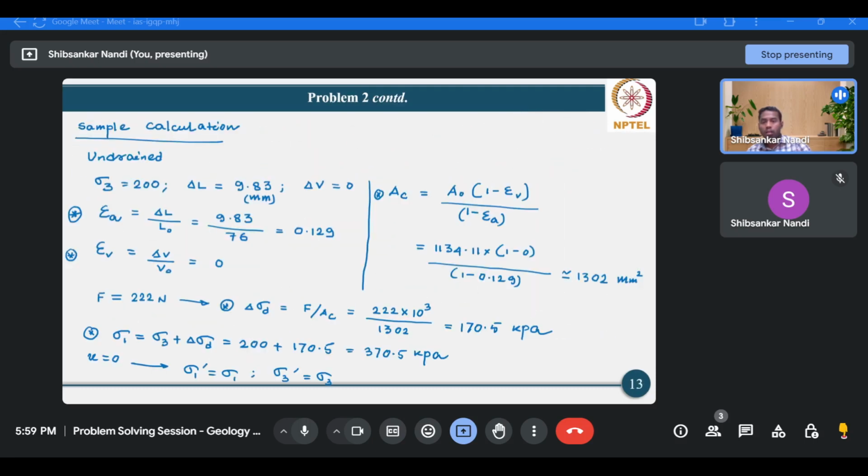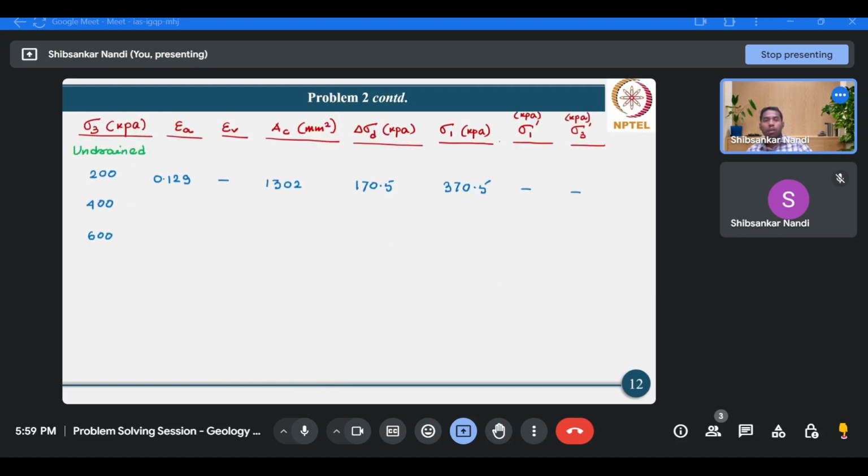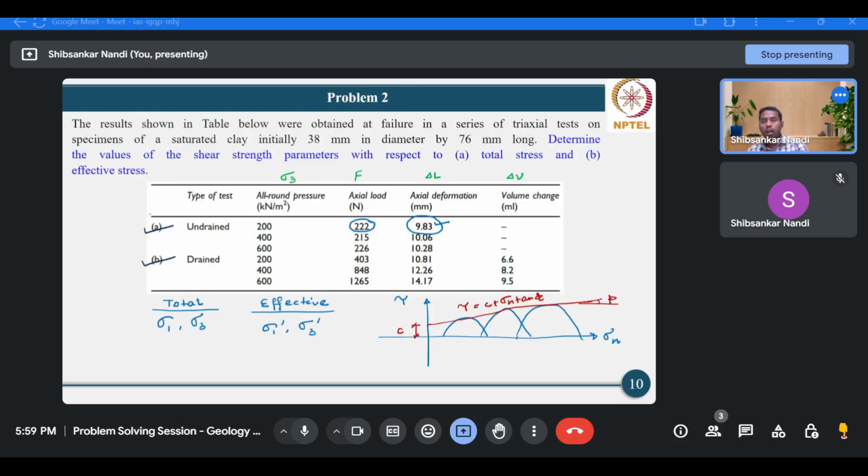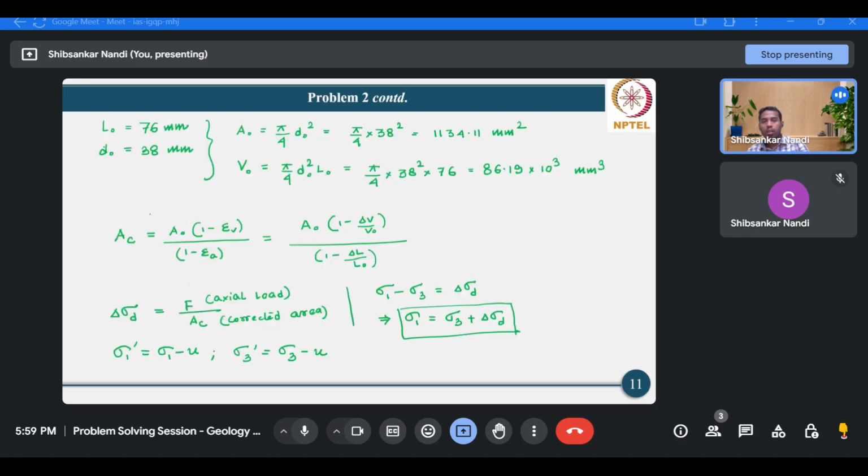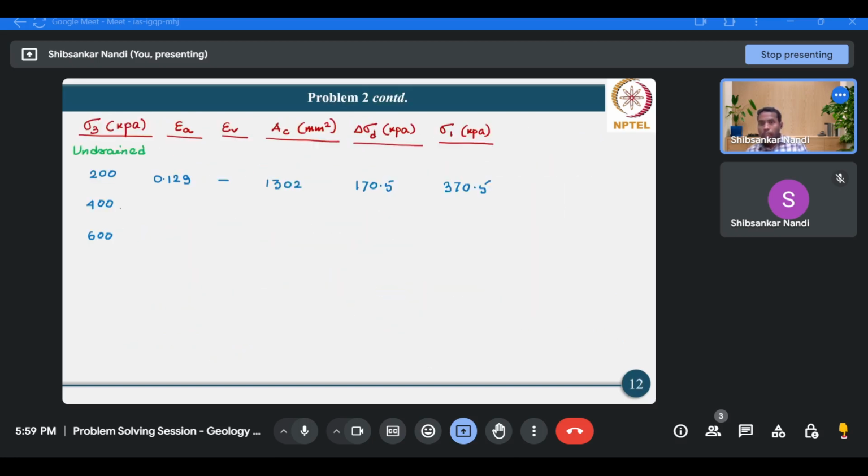Okay, sorry. This U will not be 0. But this is not required because we'll determine the undrained shear strength parameters only, not the drained. So from the undrained case, we'll only determine the undrained shear strength parameters. If we need to determine the drained shear strength parameters from the undrained test data, then we need to consider the pore pressure data as well. But here in this problem, the pore pressure data is not given.